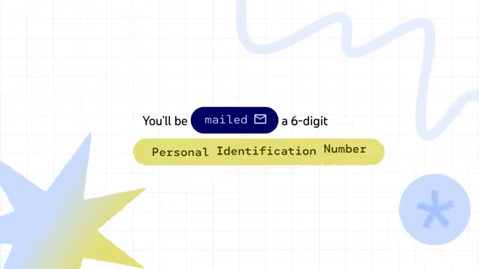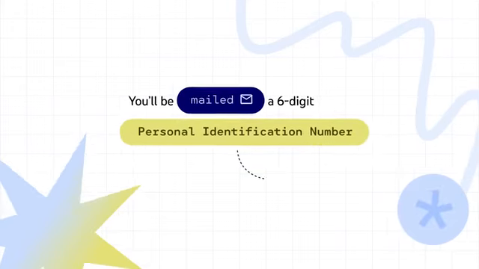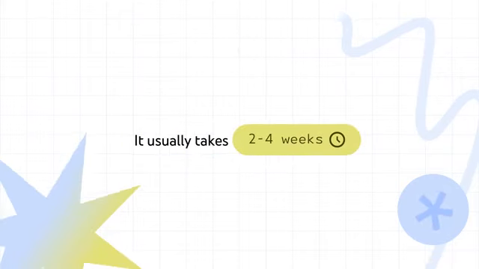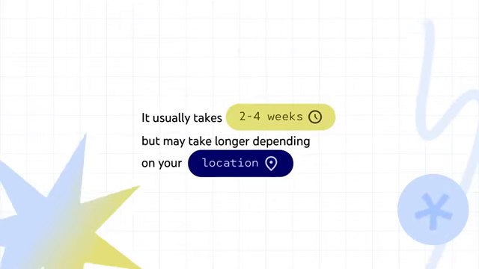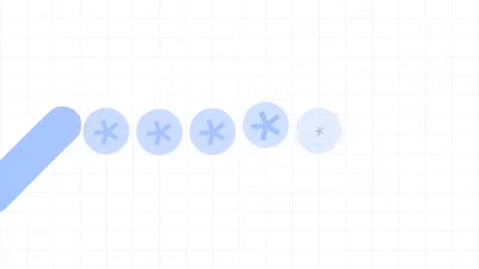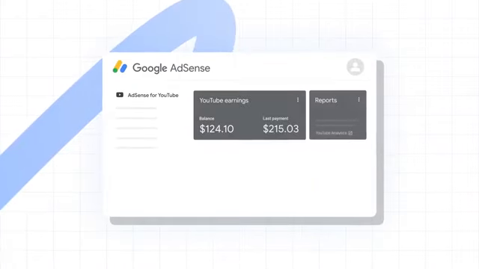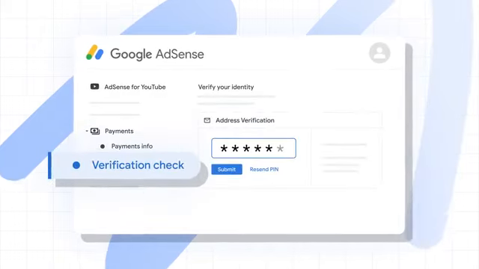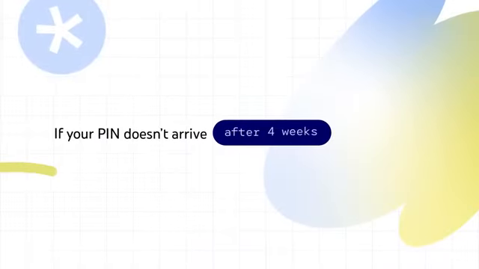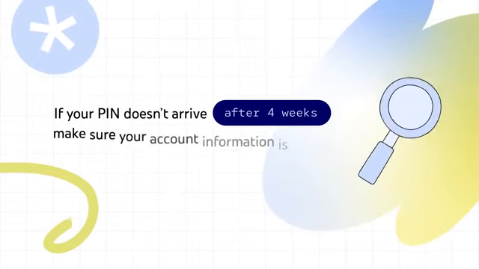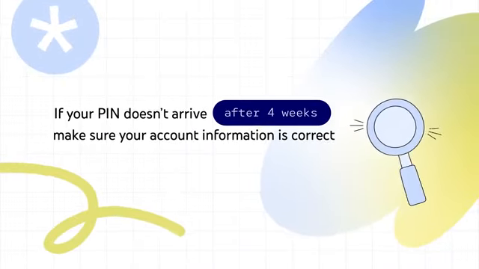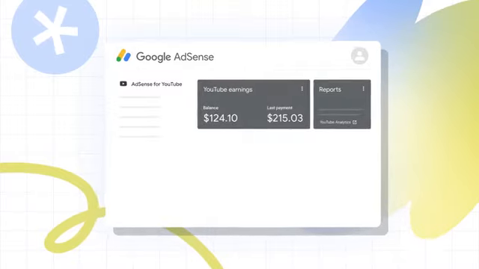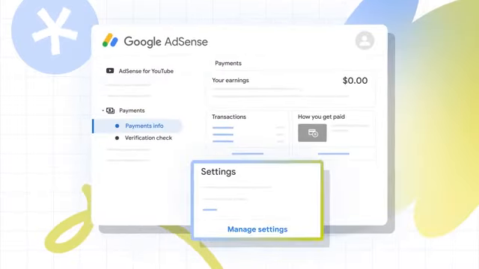You'll be mailed a 6-digit personal identification number, also called a PIN. It usually takes 2 to 4 weeks for your PIN to arrive at your payment address, but it may take longer depending on your location. Once your PIN arrives, you'll need to enter it into your AdSense for YouTube account by going to Payments, then Verification Check. If your PIN doesn't arrive after 4 weeks, make sure your account information, including your payment address, is correct. You can make changes if needed by going to Payments, then Settings.